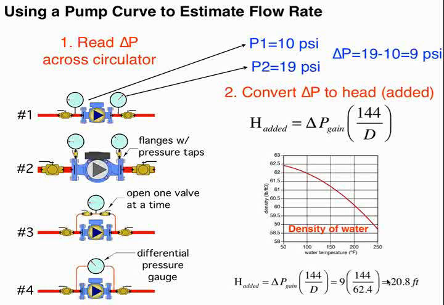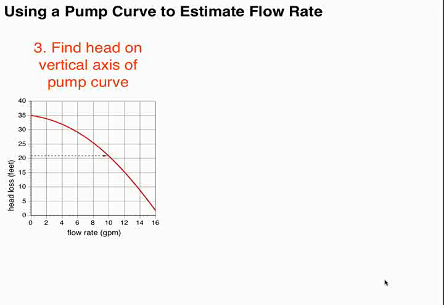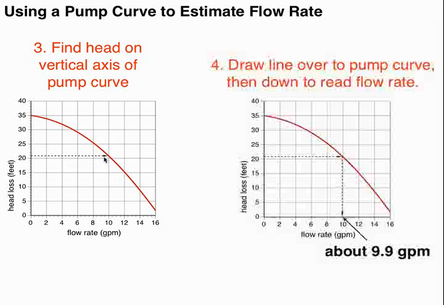Okay. Step 3 now is to go to your graph that shows the pump curve. Find that head value, just under 21, read over to the curve, and then finally from that point where you intersect the curve, go down to the horizontal axis, and you can see we're just under 10 gallons per minute. Now, keep in mind, this assumes that that circulator operates on that pump curve. There's going to be some manufacturing tolerance. I've asked about that. I've had answers about plus or minus 5%.